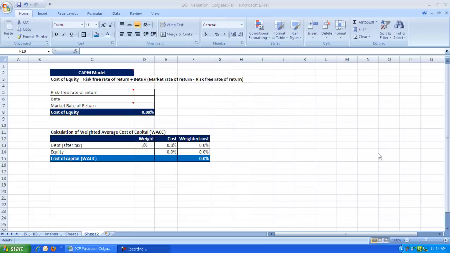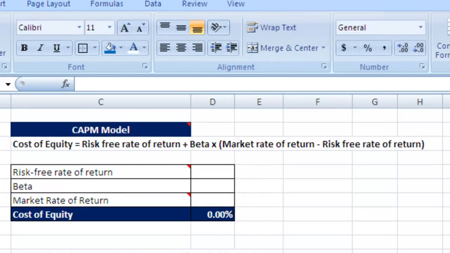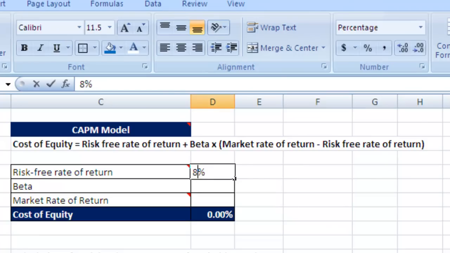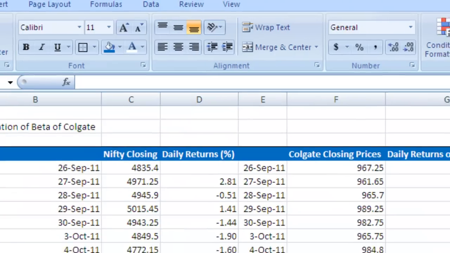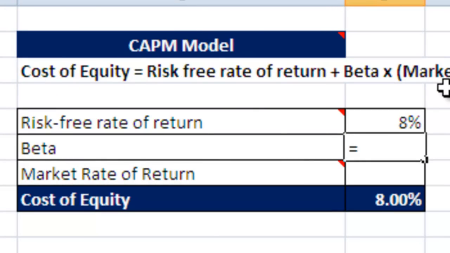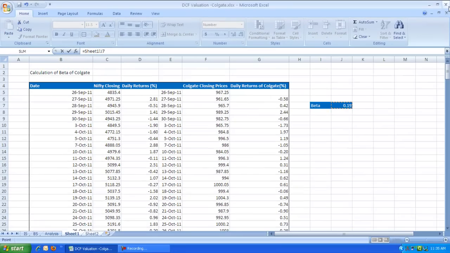After this concept we'll see the formula for cost of equity. As per CAPM, it is risk-free rate of return plus beta into market rate of return minus risk-free rate of return. So what is risk-free rate of return? We'll see how to calculate it. For risk-free rate of return, we need to take the 10-year government bond rate. Currently it is 8%. Beta we have just calculated for Colgate. We can take beta, that is 0.19. So you can link with an equal to sign, select this figure, and press enter.